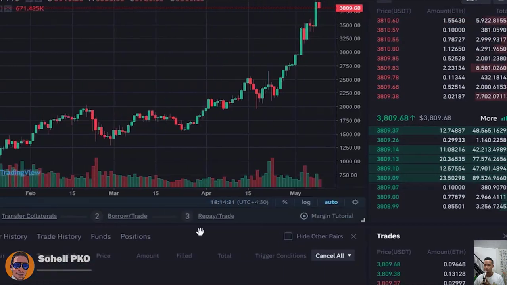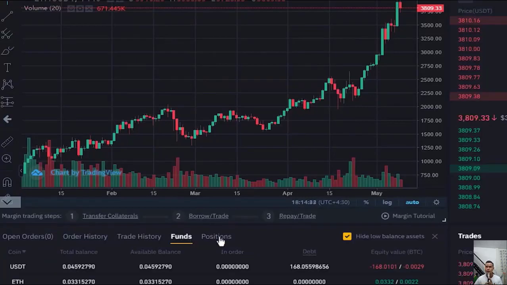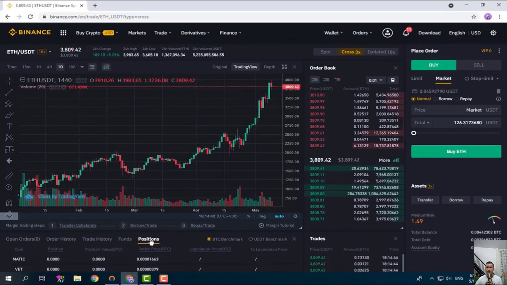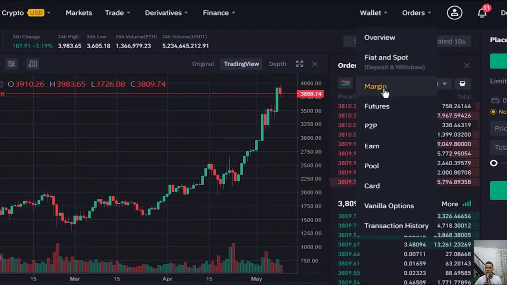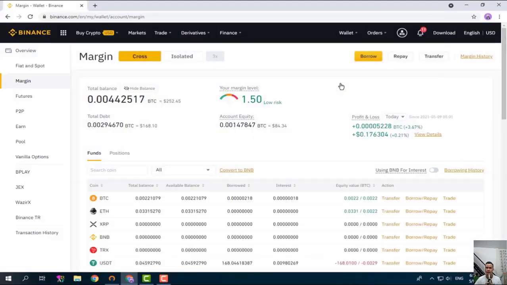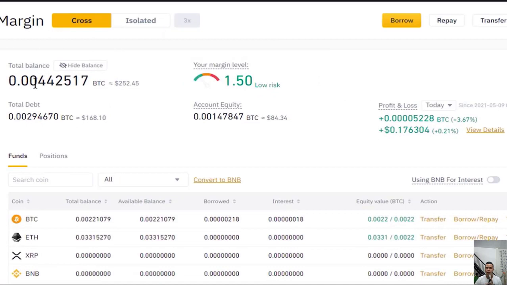Your funds and positions are shown here in these two tabs, but a better way to look at them is here by going to Wallet and clicking on Margin. Here we have total balance, total debt, account equity, margin risk level, and profit and loss for today or other time periods that you want.